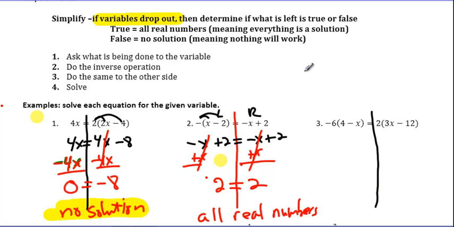Again, it starts out with the distributive property. So I have negative 24 plus 6x equal to 6x minus 24.